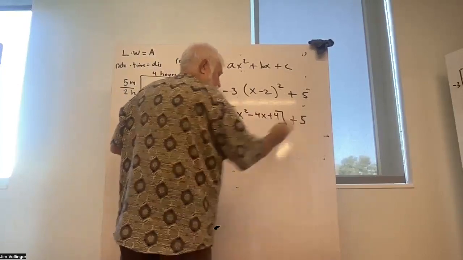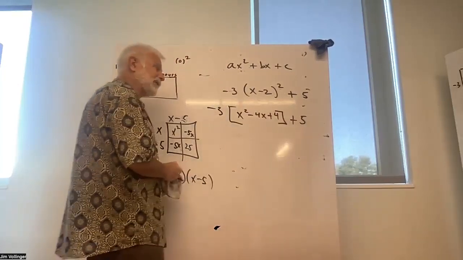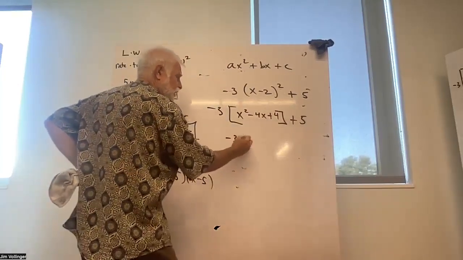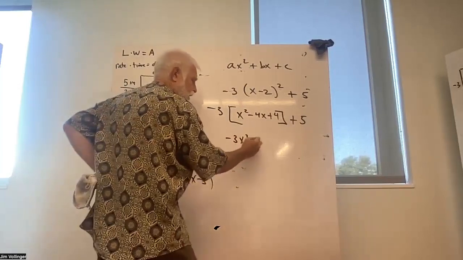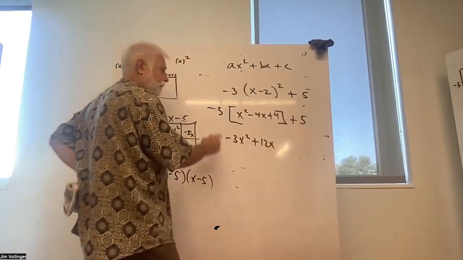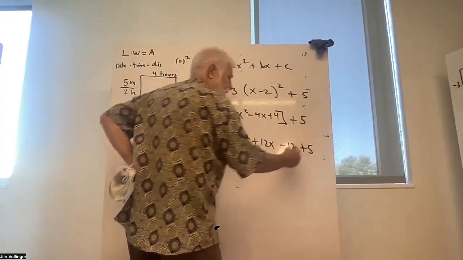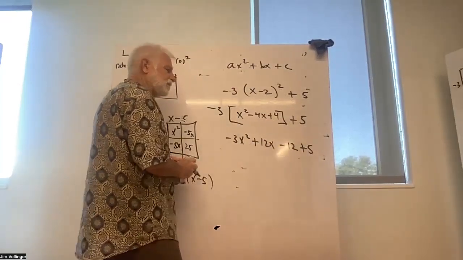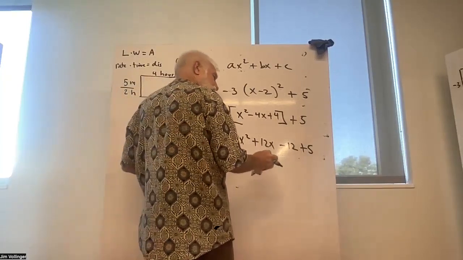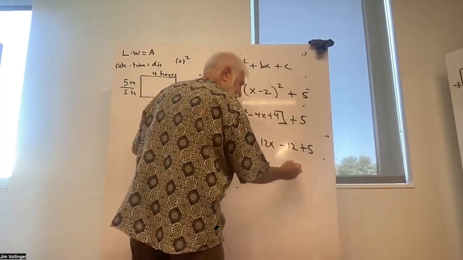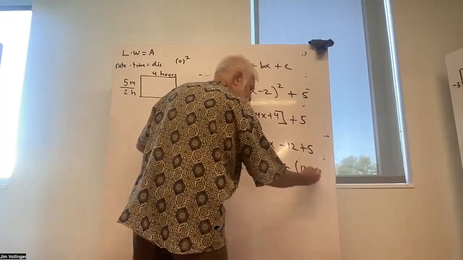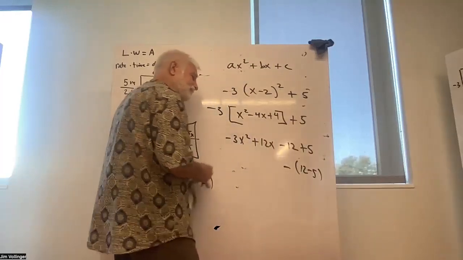plus 5. This is what you'll be asked to do on Tuesday. Gets us minus 3x squared plus 12x. Minus 3 times 4 is minus 12, plus 5. And if you correctly add minus 12 and 5, I believe you get the opposite of 12 minus 5, which is negative 7.